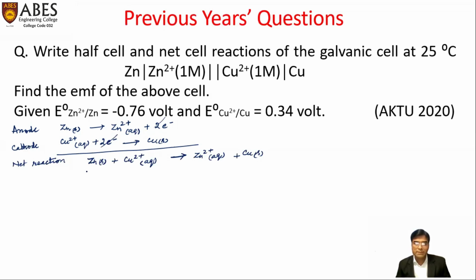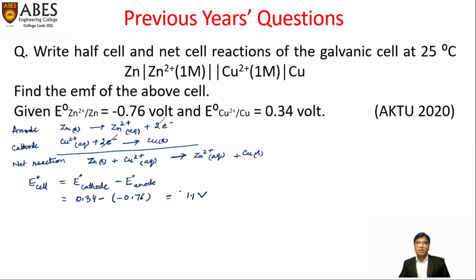Now we have to calculate the EMF of the cell, but we know EMF can be calculated as E cell equal to E cathode minus E anode. Cathode here is on the right hand side, that is copper, and for copper the standard electrode potential is given as 0.34, minus, for anode it is given as minus 0.76 volt. So it comes as 1.1 volt. This is the standard EMF of the cell, the EMF of the cell under standard conditions.